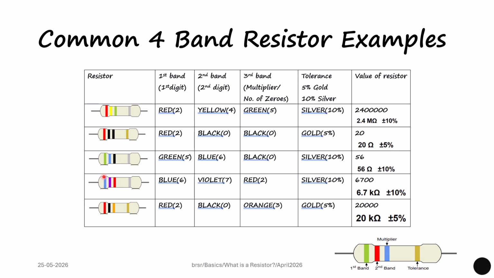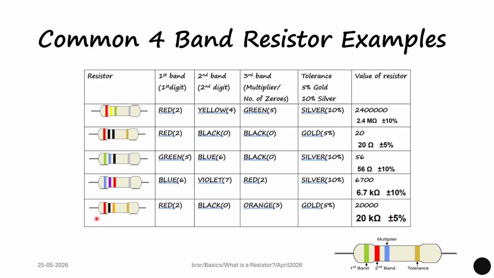The third example, here we have three bands, green, blue and black followed by a silver band. So green means 5, blue means 6, black means 0 and silver is 10% tolerance. So 5, 6 followed by no zeros. So the value is 56 ohms plus or minus 10%.